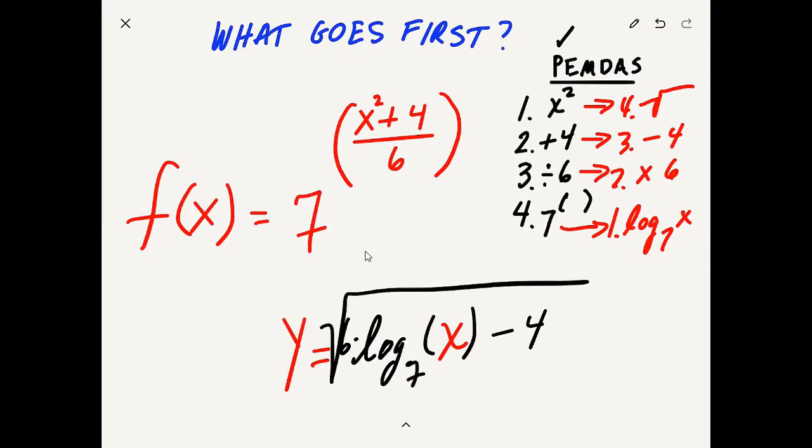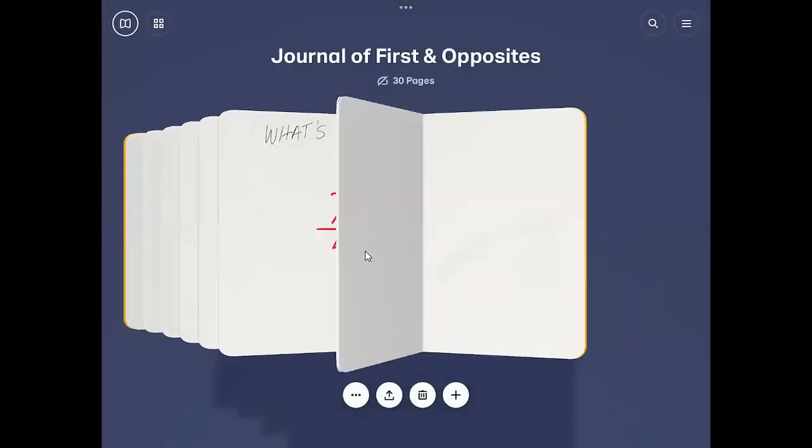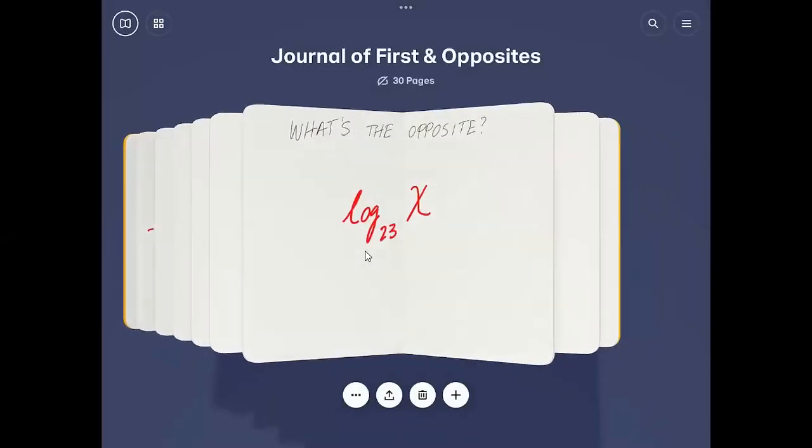And again, to check it, if we do f of y, if we take this and plug it in here, we should get x to the first power. That's how you know it's correct. All right.